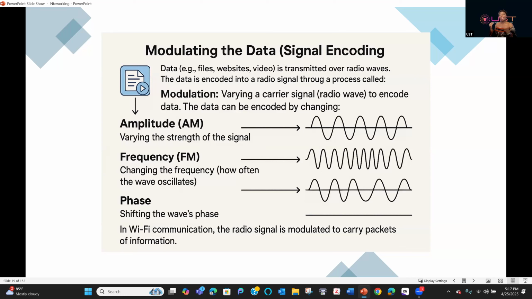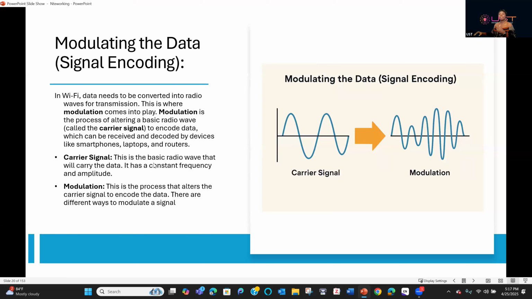The frequency. And we're going to see that again with a good pictorial visualization. You all can see the diagram or image that I provided. And then talking about phase, it talks about the shifts in the carrier signal or the radio wave. Okay, so again, it says in Wi-Fi, data needs to be converted into radio waves for transmission. I think this is just a repetition, but that's fine. Let's just go over it. This is called modulation. This is how modulation comes into play.